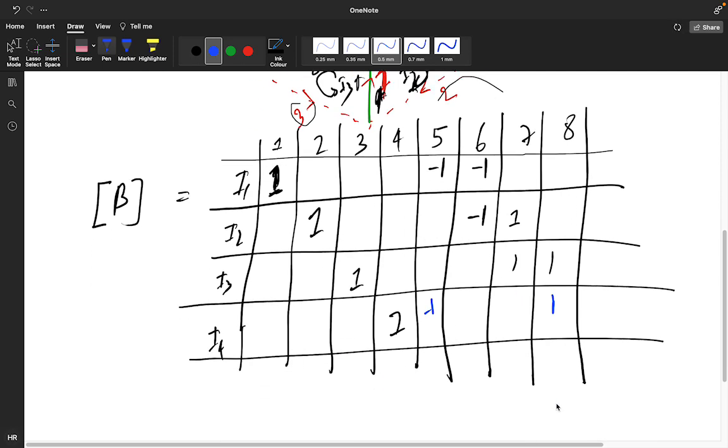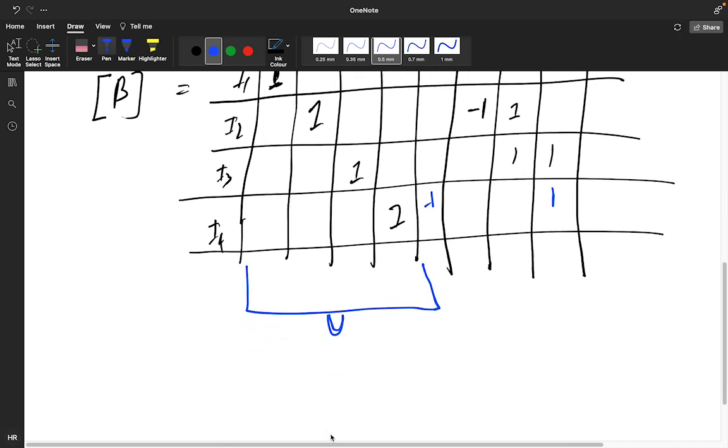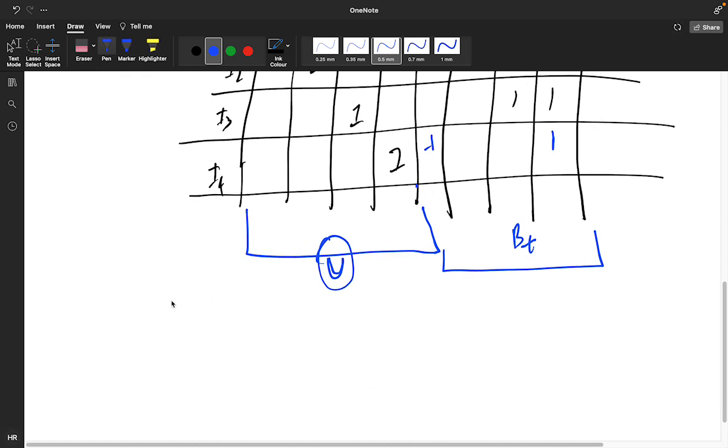So guys, this part, up to the fourth, is known as U. And this particular part, the extra terms, I1, I2, I3, I4 up to 4 is the series you are getting like this. So up to this it is known as U, and from here it will be known as BT. So the B matrix, the capital B matrix, is nothing but the augmented matrix of U and BT.